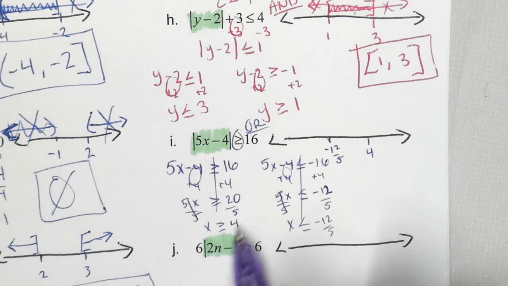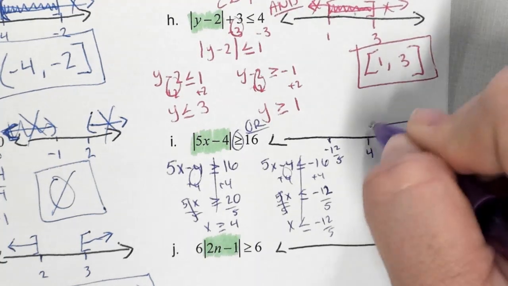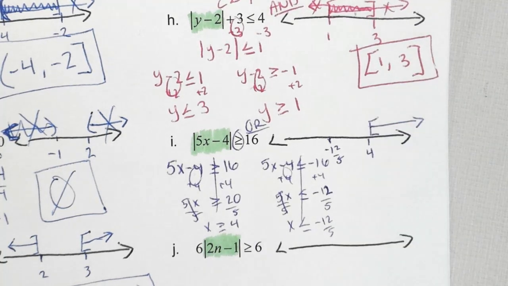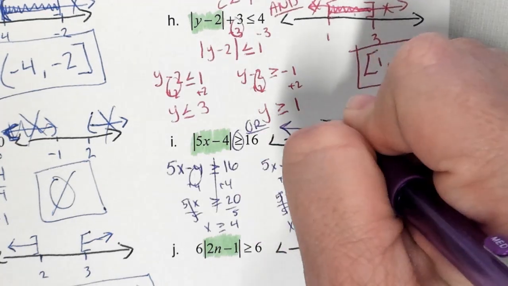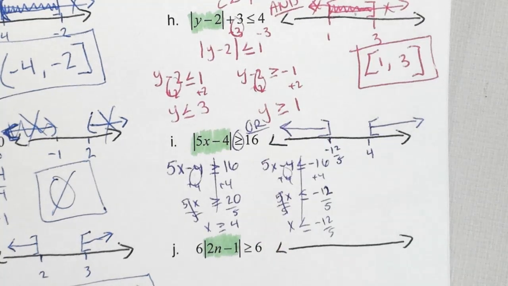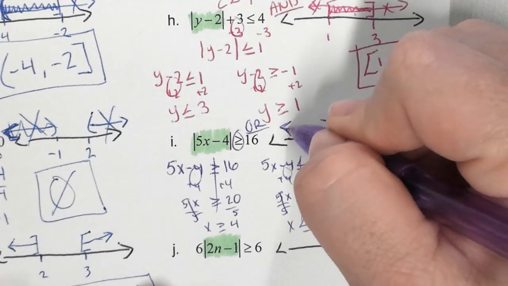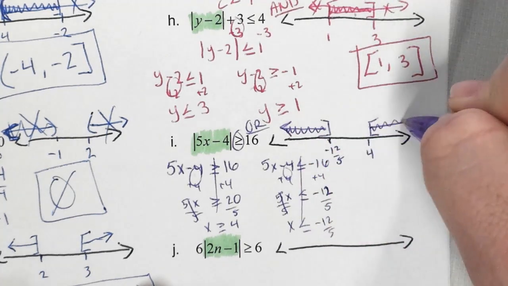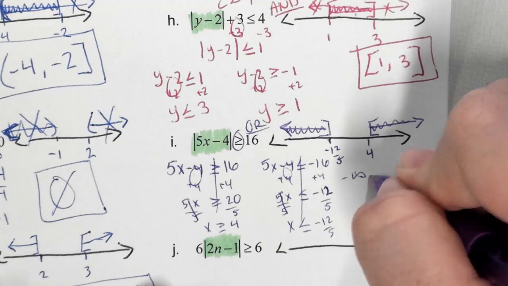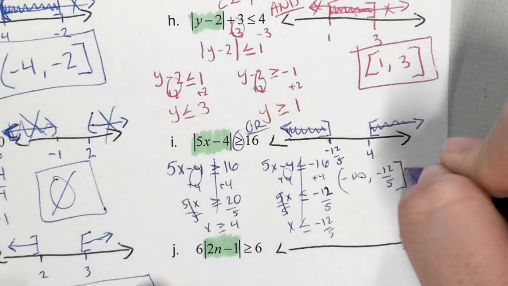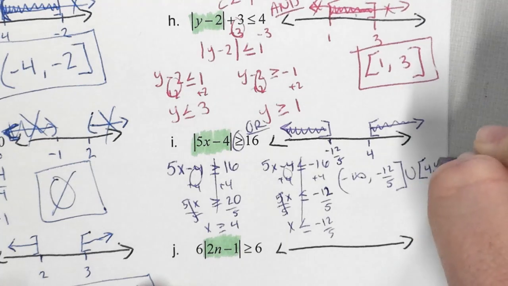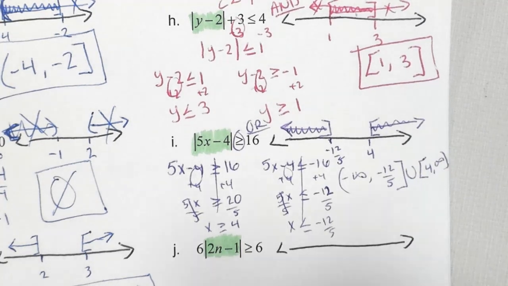So x is greater than or equal to 4. Greater than goes to the right, equal to gets a square bracket. X is less than or equal to negative 12 over 5. Gets a square bracket. And it's or, so they don't have to overlap. So everywhere I shaded is a solution. So negative infinity to negative 12 over 5. Picks back up at 4 and goes to the right forever with positive infinity.